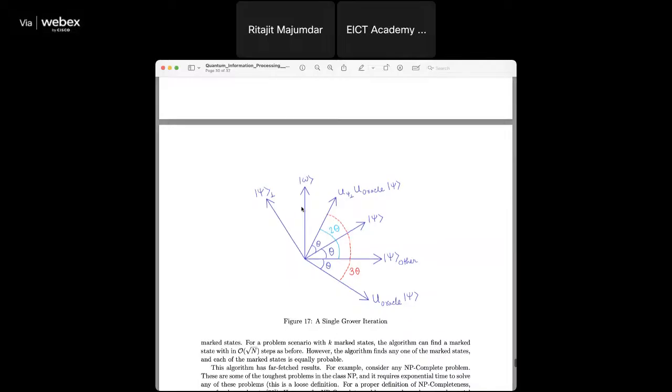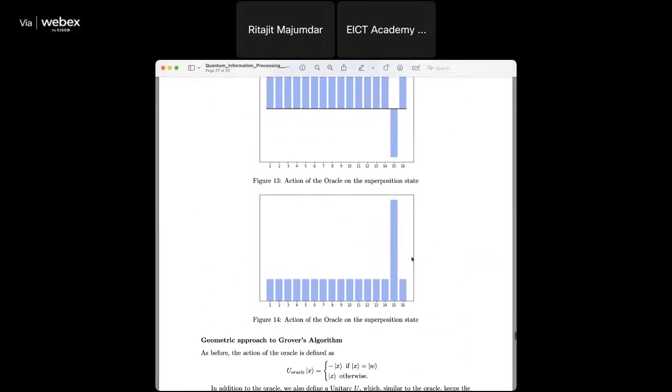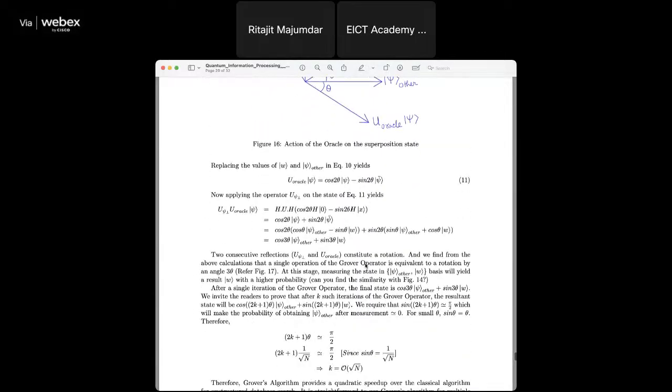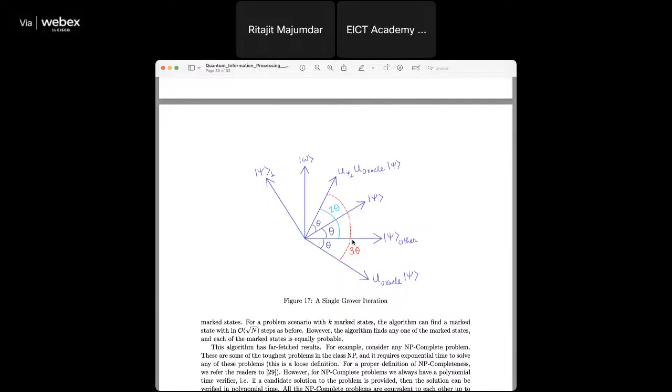Let's repeat this. This is what we said here. Repeat this till this gets very small, this almost becomes 1. Repeat this still this state becomes almost the same as W or exactly the same as W. If this becomes exactly the same as W or very close to W, then if you measure, the probability that you will get W is 1 or very close to 1.